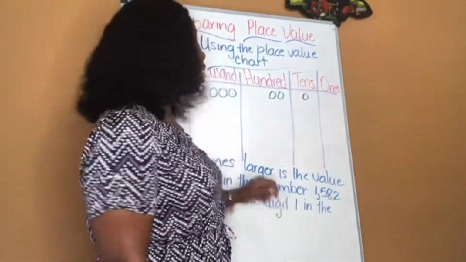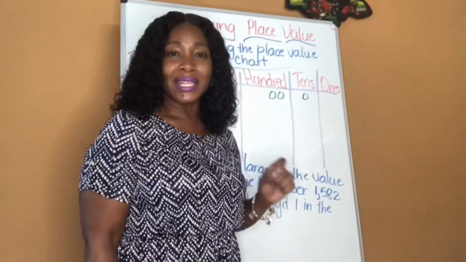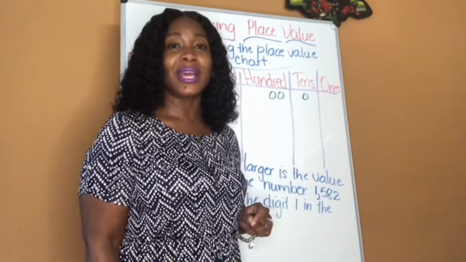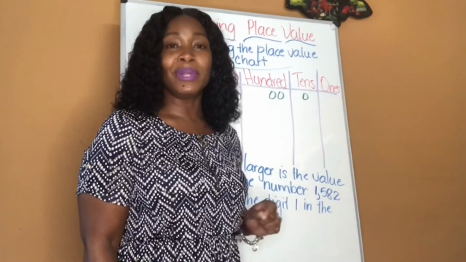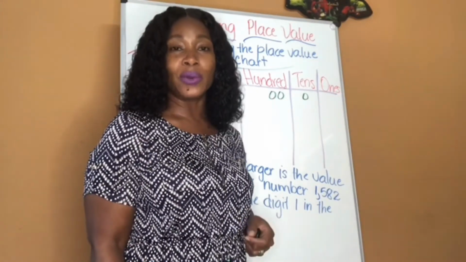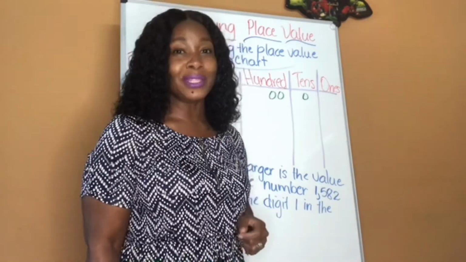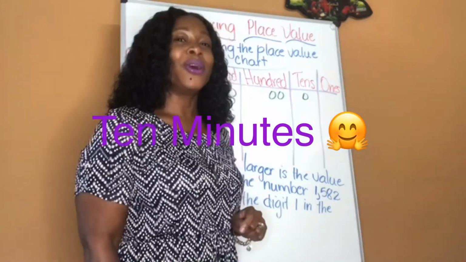A few days ago, I did a lesson on comparing place value. However, I did not use the place value chart to compare. We added zeros to the numbers and then canceled the matching zeros. I had a lot of persons asking me to use the place value chart. They want to know how to do it that way, so that's what I'm going to show you today. And I'm promising you it's about 10 minutes long. No more, I promise. All right.